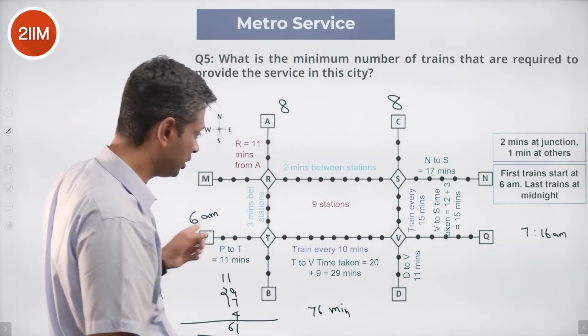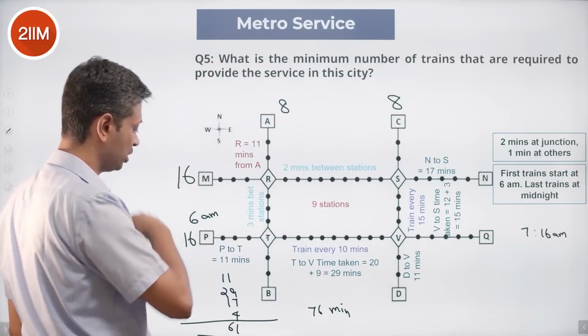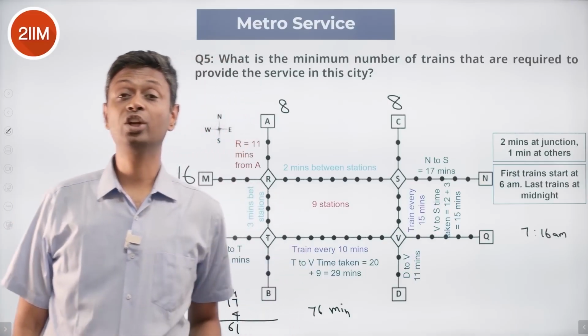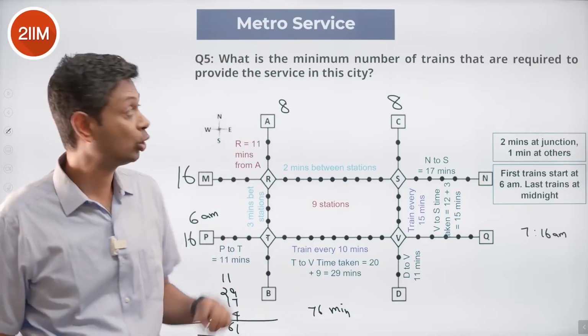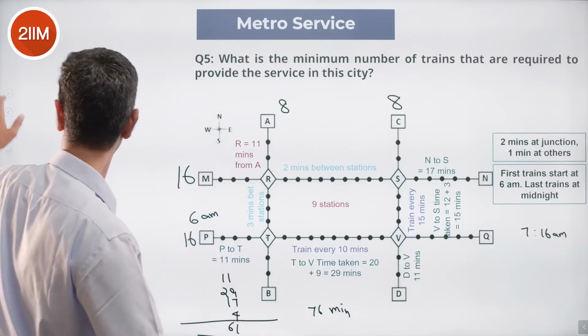So this 8 from here, 8 from here. This line requires 16. This line requires 16. 16 plus 16 is 32. 8 plus 8 is 16. 32 plus 16, 48 trains are required totally to service this city. Brilliant, brilliant, brilliant set. Super tough.